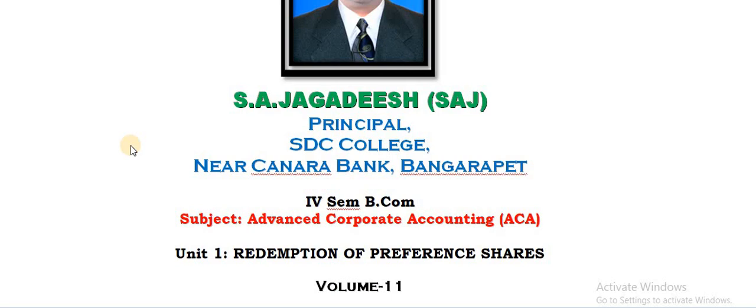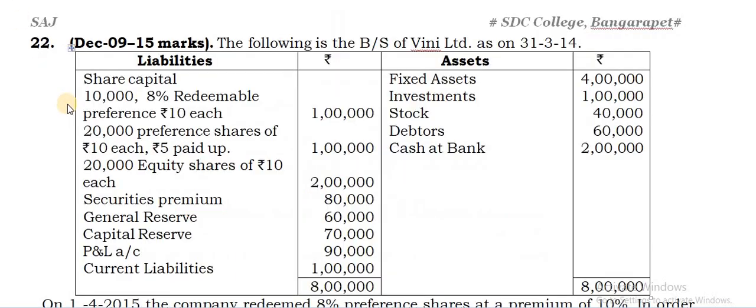Here we go with the 11th volume of the chapter Redemption of Preference Shares. We'll consider question number 22 next. Following is the balance sheet of Winnie Limited. You are given here two types of preference shares. One is 10 rupees, fully paid up. The other is 10 rupees only, but 5 rupees paid up. It is partly paid up. We shall see which preference shares are being redeemed from the adjustments.